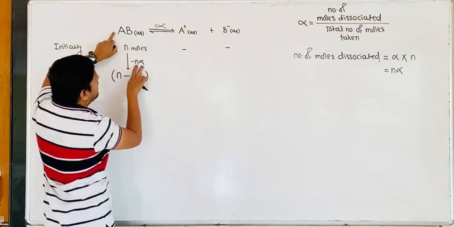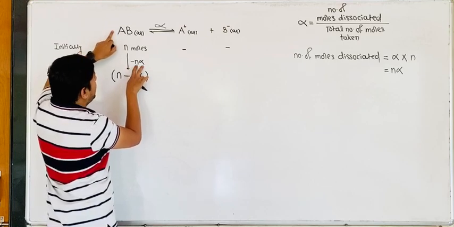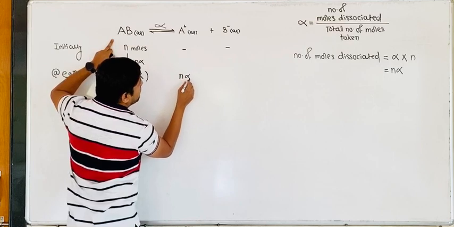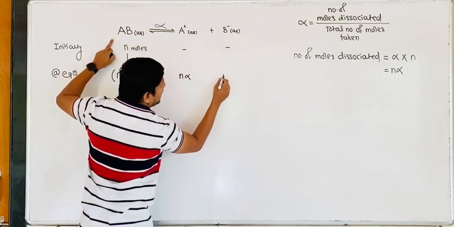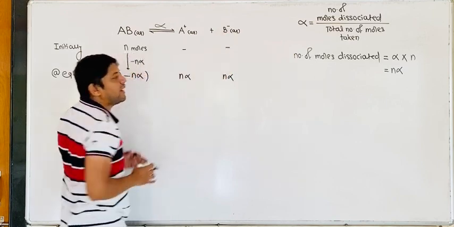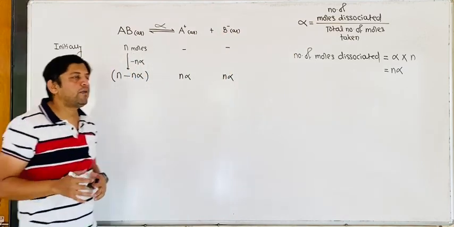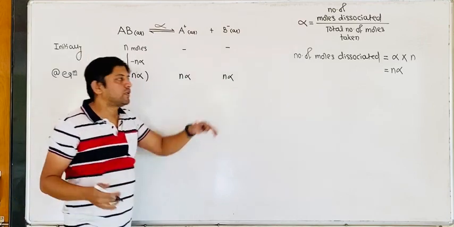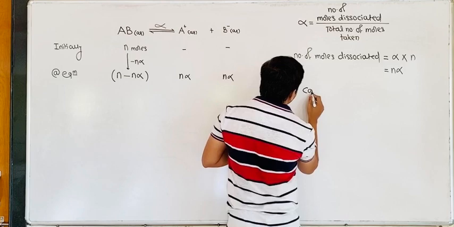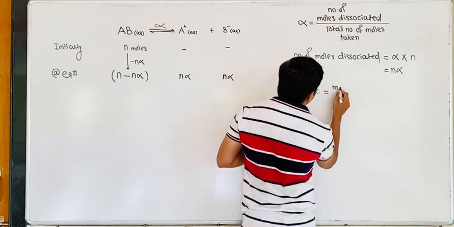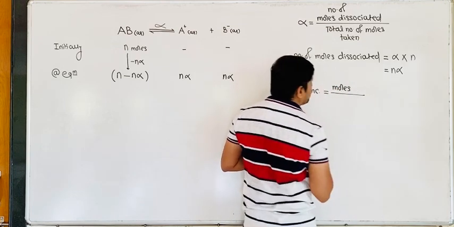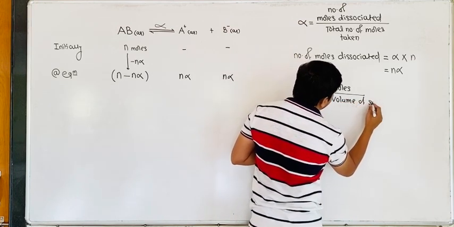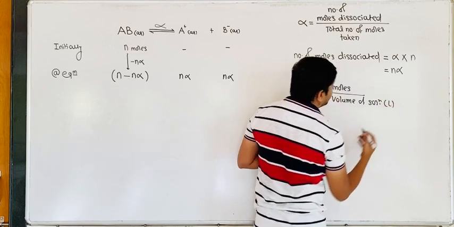Right now, n into alpha moles are dissociated. If n into alpha moles are dissociated, it will form the same n into alpha moles of A plus ion and n into alpha moles of B minus ion. Now if we convert these moles into concentration, concentration means number of moles of that substance divided by volume of solution in liters.